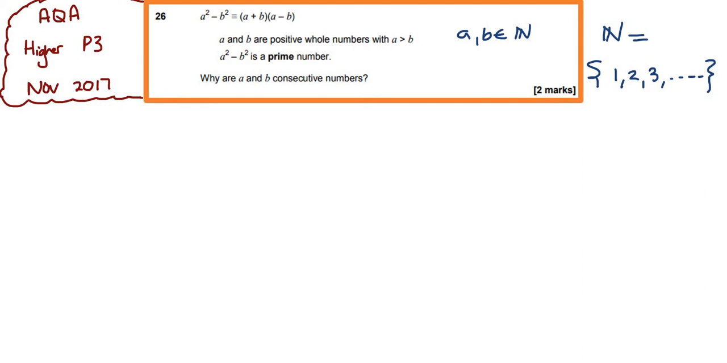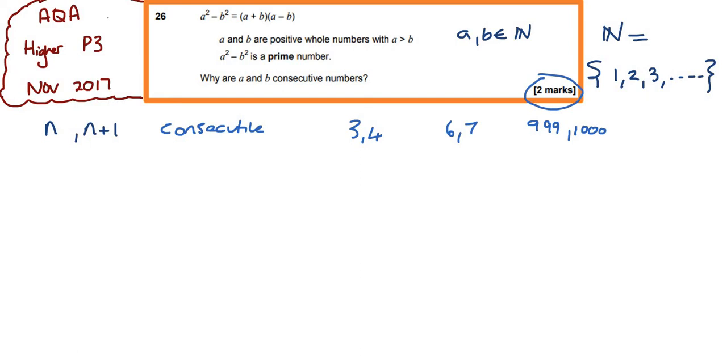Why are a and b consecutive numbers? Consecutive numbers are of the form n and n plus 1, so they come after one another in the sequence. For example, 3 and 4 are consecutive, 6 and 7 are consecutive, 999 and 1000 are consecutive. Now for a GCSE paper, I thought this was quite a hard question and you only get 2 marks for it. But let's go through how to approach this.